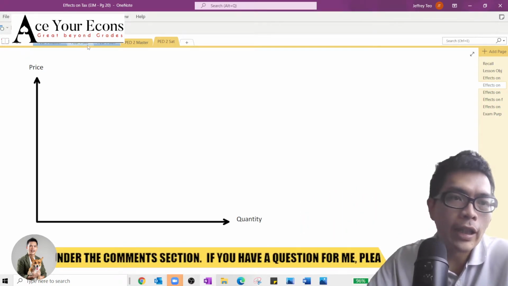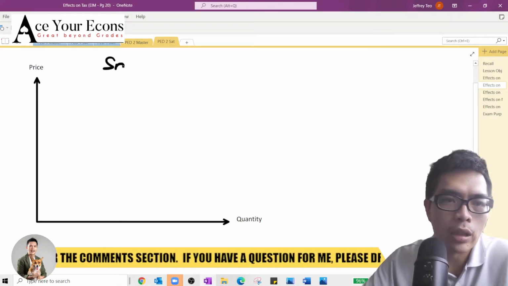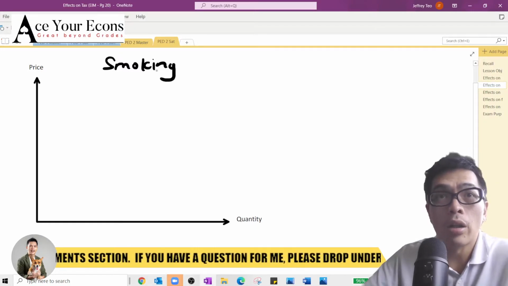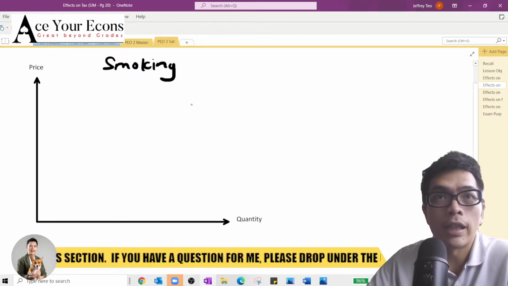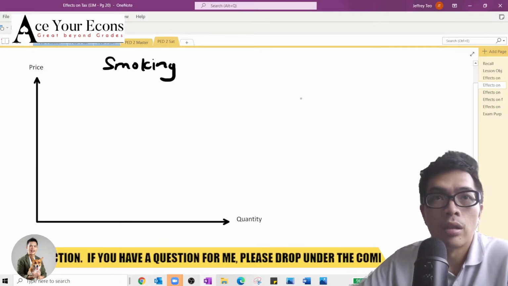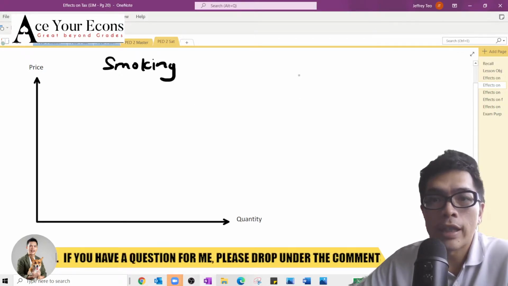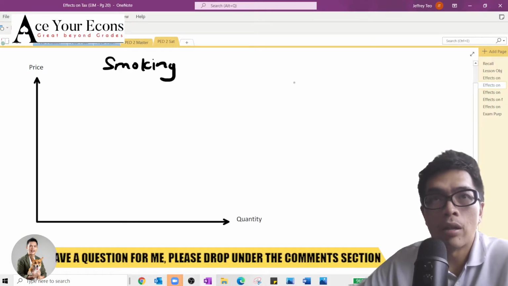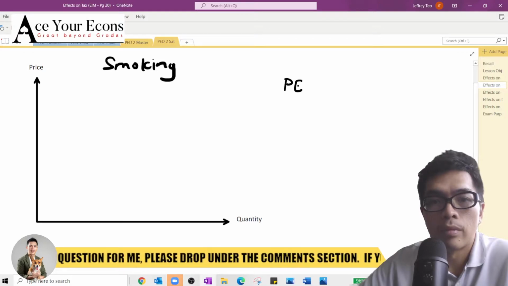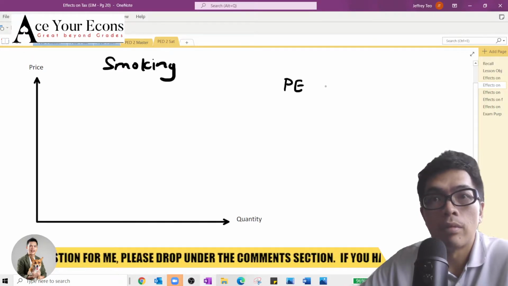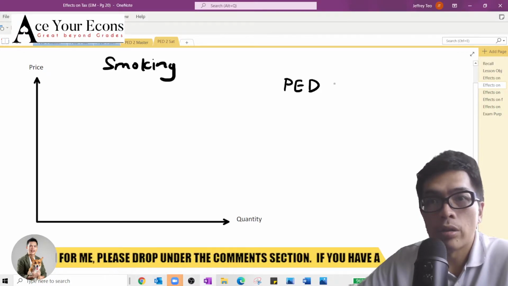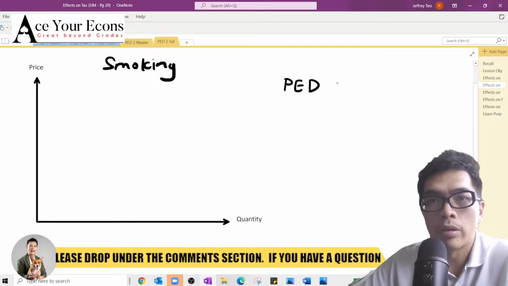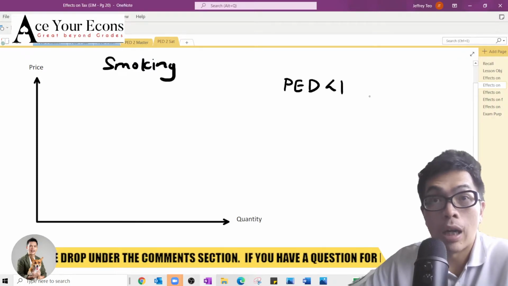So let's say the government wants to curb smoking on cigarettes. Earlier on, we have established that cigarettes is a habitual good, right? Agreed? So if it is a habitual good, what should be the PED value? Less than 1 or greater than 1? PED should be, if it is a habitual forming good, less than 1.